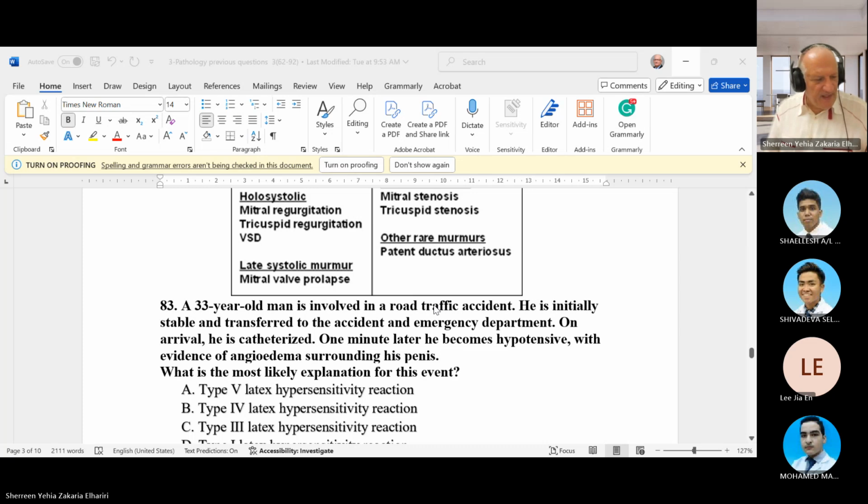Okay. Back again to a simple question. A 33-year-old man involved in an RTA, initially stable, transferred to the accident and emergency department. On arrival, he is catheterized. Catheterized means that the catheter is made from latex or rubber. One minute later, he becomes hypotensive, with angioedema surrounding his penis. So this is a type of hypersensitivity.